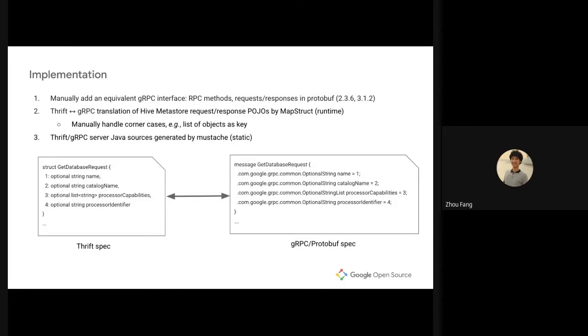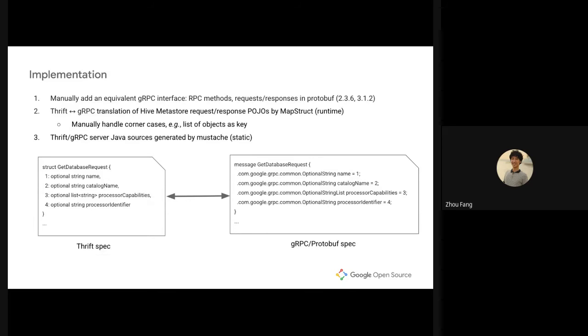The next slide explains how the proxy is implemented. Here are 3 steps. First, we know that we have over 100 Thrift methods. So what we do first is that we need to create an equivalent gRPC interface, where we need to define RPC methods, requests, and responses in protobuf. And because there are over 100 Hive Metastore methods, it's a big work. But luckily, we only need to do it once.